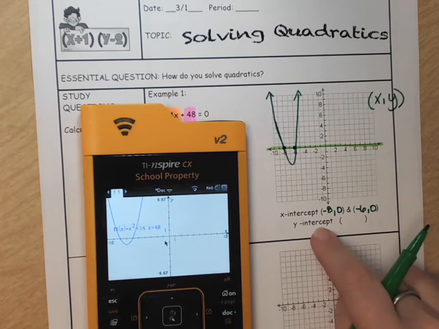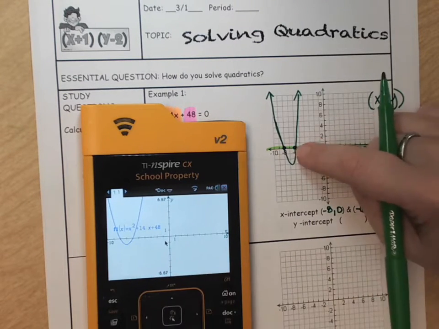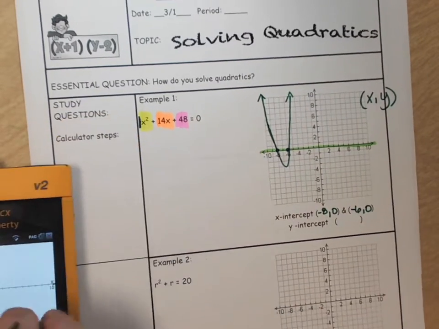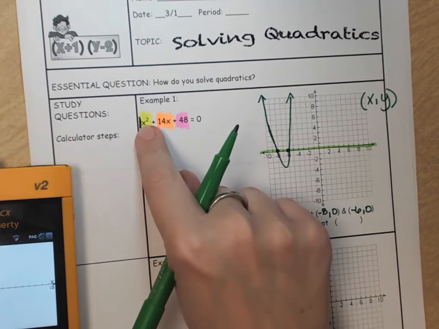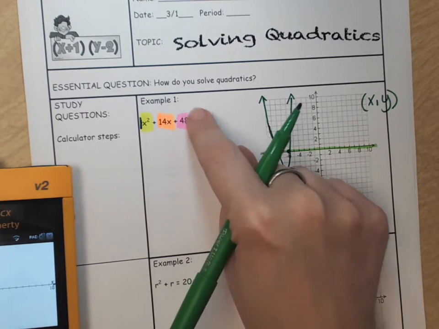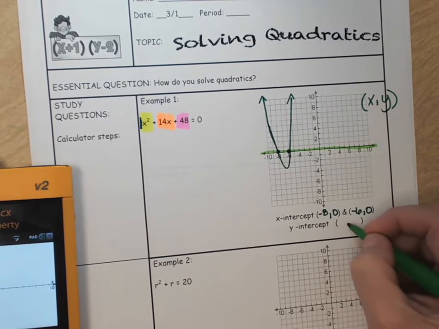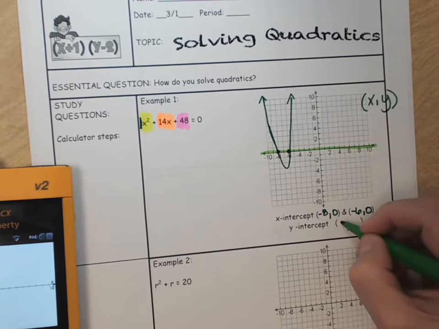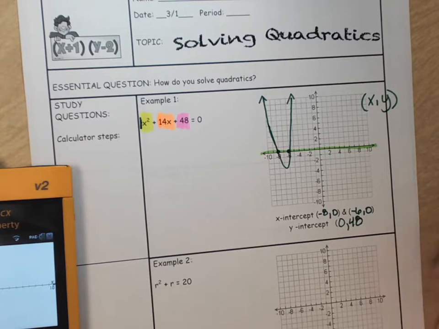Now, our y-intercept, guys, it's hard to see when you look at this, but if you look here and you have it in ax squared plus bx plus c form, our c is also our y-intercept. Remember, sexy, the y goes second. So that is the first way to do it, by graphing.